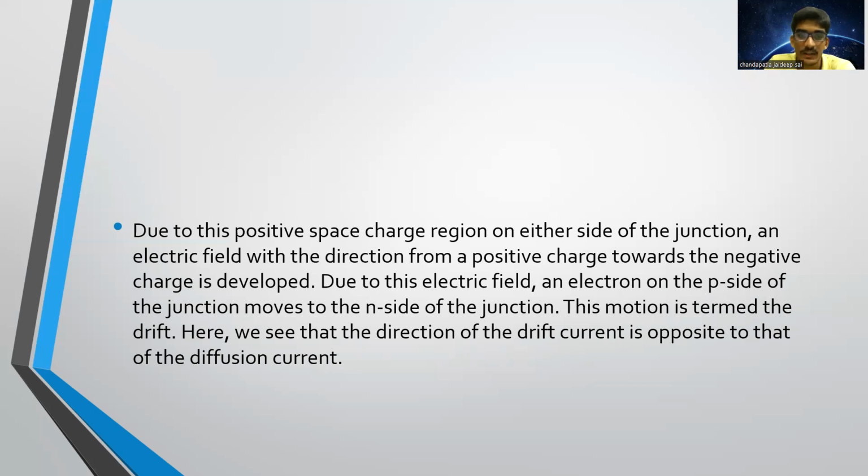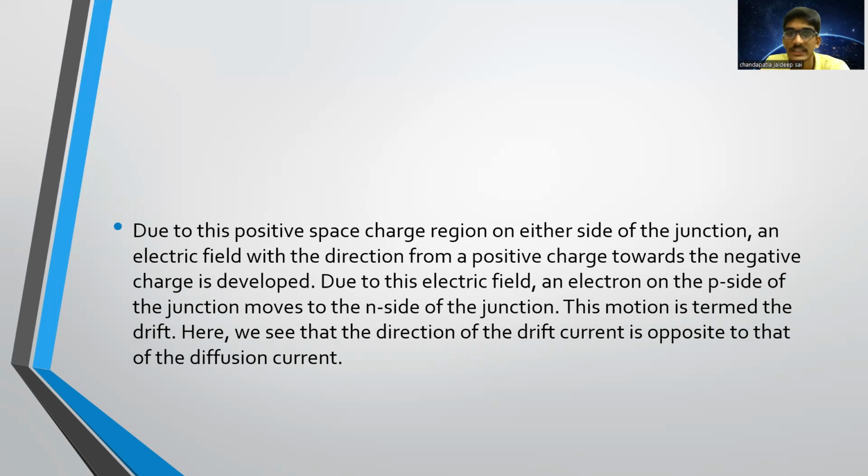Here, we see that the direction of the drift current is opposite to that of the diffusion current. As a result of the movement of the holes from the p side to the n side and electrons from the n side to the p side, ions are generated, which form the depletion region.